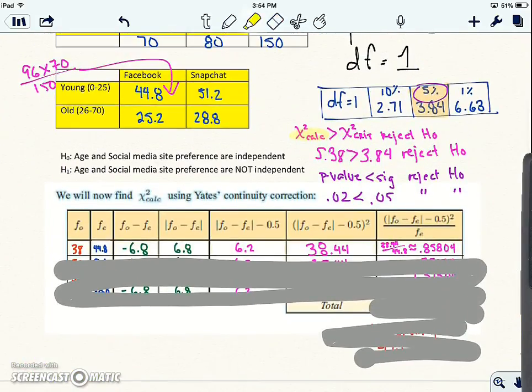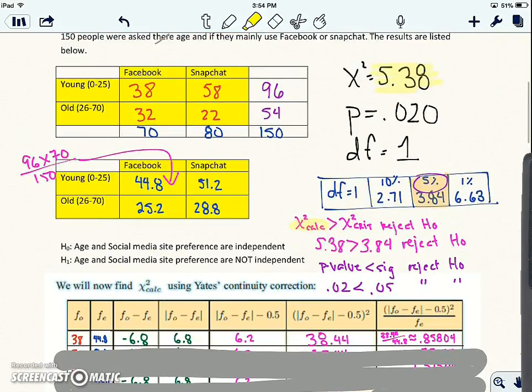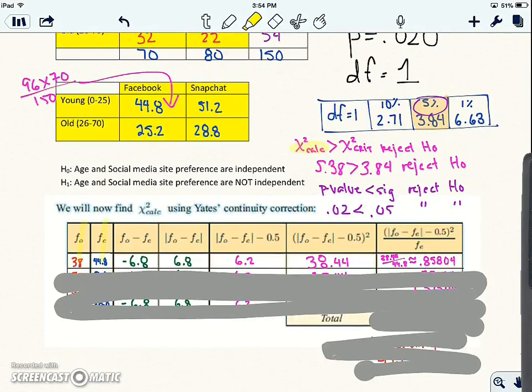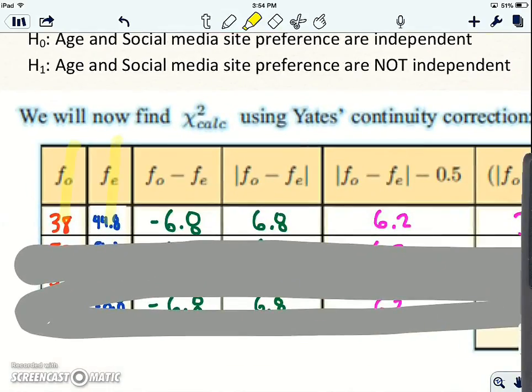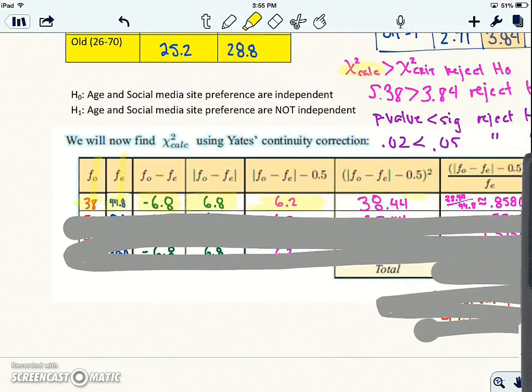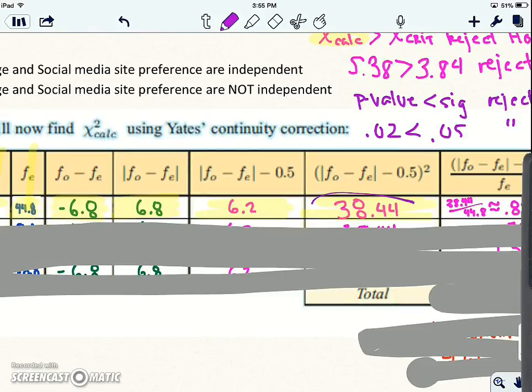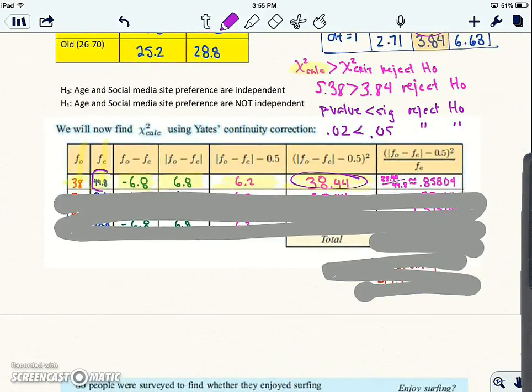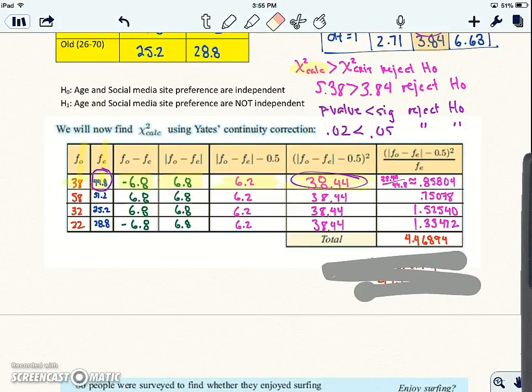So what we did was we put our observed data in this row and our expected data in this row, and we follow the formula. So it says take the observed minus the expected. 38 minus 44.8 is negative 6.8. It then says take the absolute value of that. Okay, that's normally where we would square it. Instead, we're going to take the absolute value and subtract 0.5, so we get 6.2. Now we square it and get 38.44, and then just like before, we then take this 38.44 and divide it by our expected value, and I got 0.85804. And you would do that for the whole table.